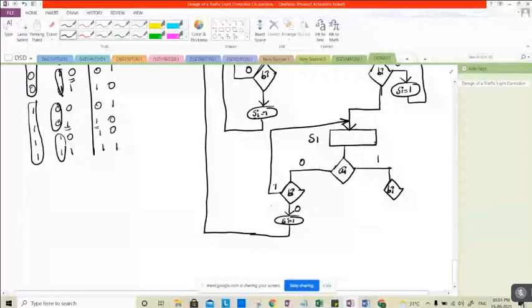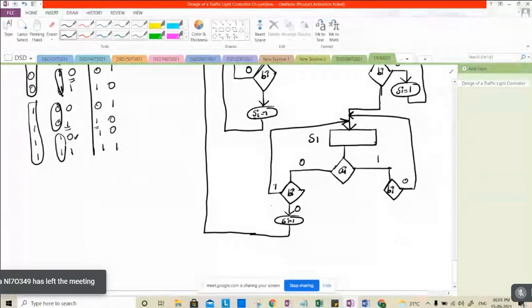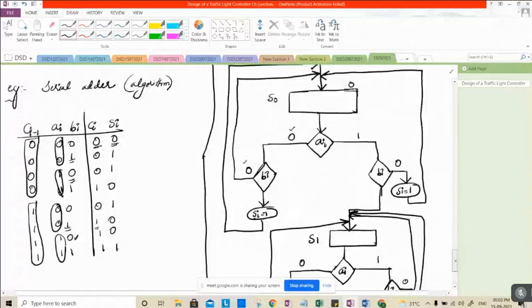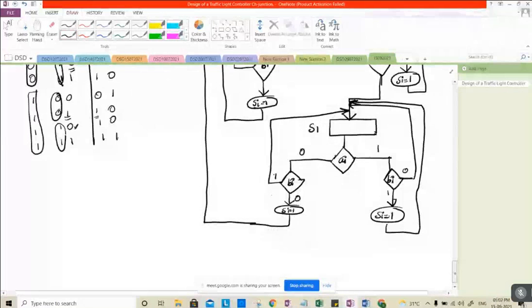So whenever it is 0, what will happen? Right, if it is 0, and if it is 1, what will happen? Si is equal to 1 and my output. Right. This is for the serial adder.